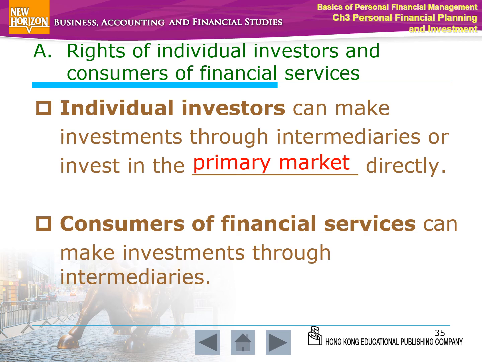And the second, consumers of financial services can make investments through intermediaries. That means they have no choice but to invest through the primary market; they ask somebody to help make investments, what we call intermediaries, just like middlemen.